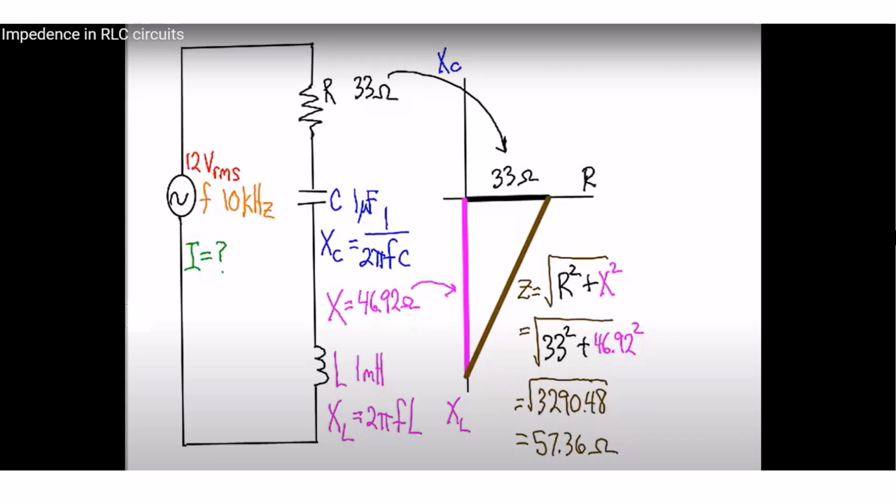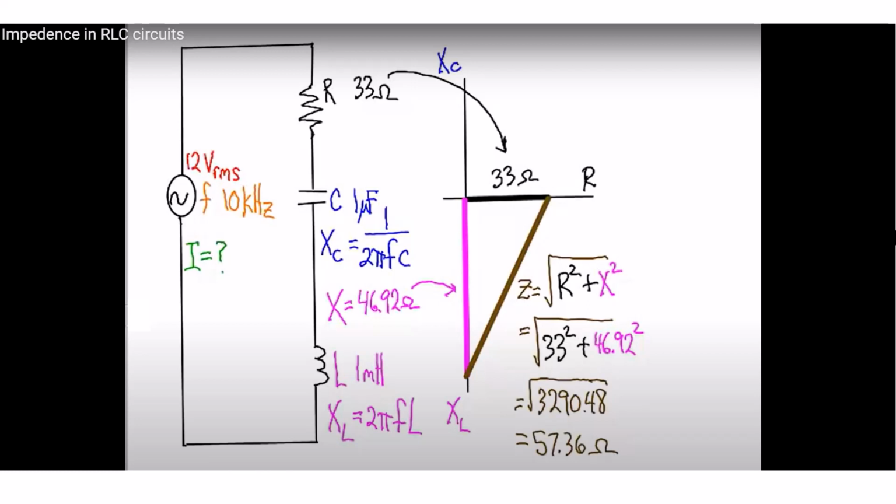Now, if it's caused by the inductance, we call it inductive reactance. If it's caused by the capacitor, it's capacitive reactance. The combination of reactance and resistance we call impedance. When the capacitive reactance and the inductive reactance are equal, they kind of cancel each other out, and that's what we call a resonant circuit. That happens at a frequency that we call resonance.